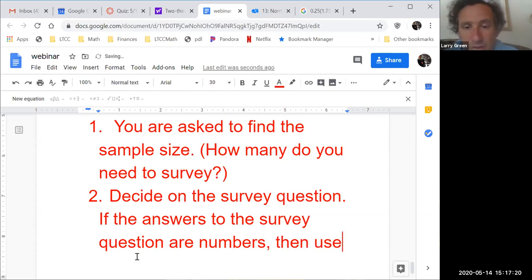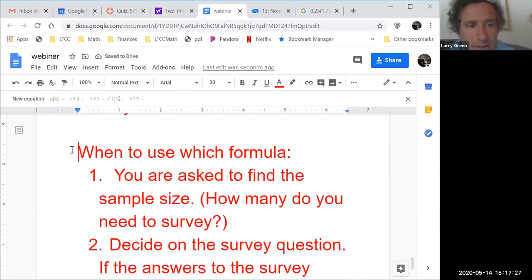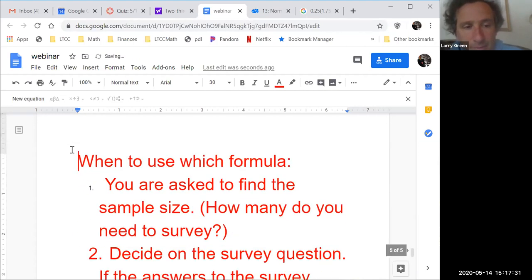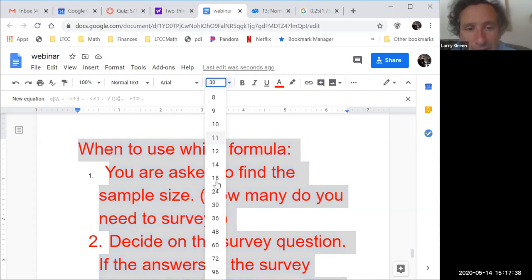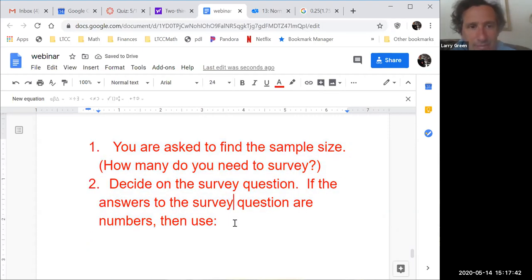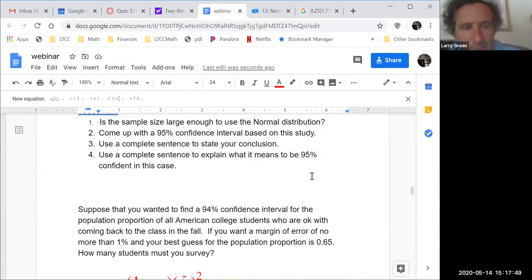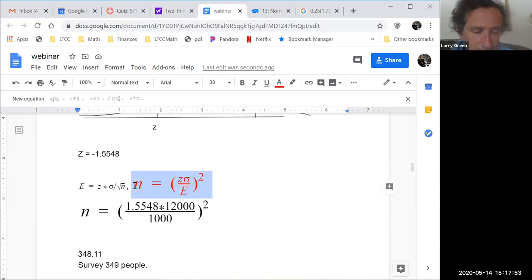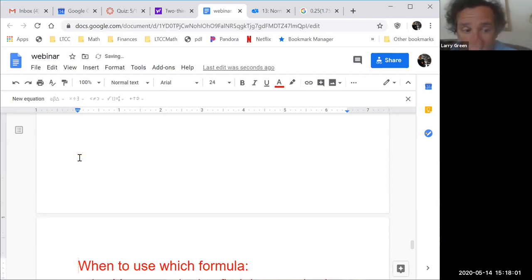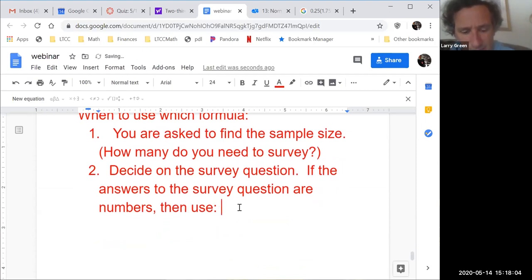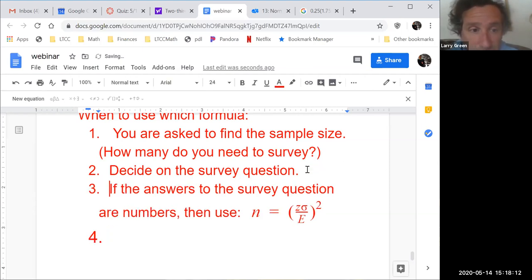Then use, I'm going to copy and paste because there's no reason to retype this formula, which takes forever. This guy. Okay. Let me write this as 3.